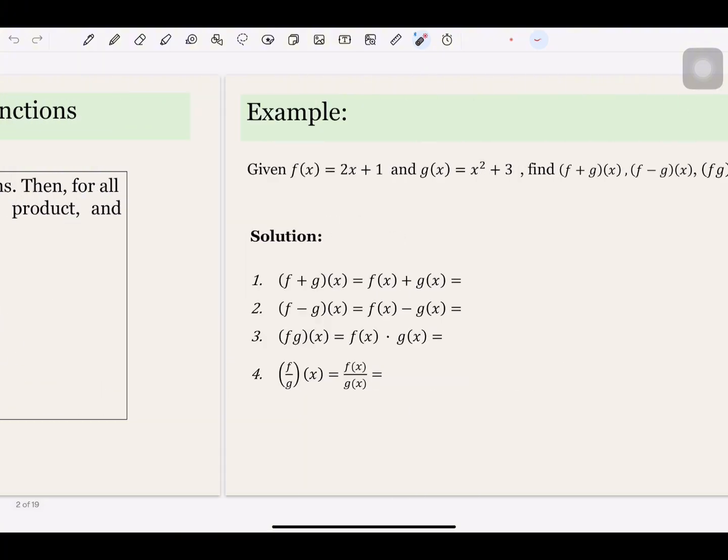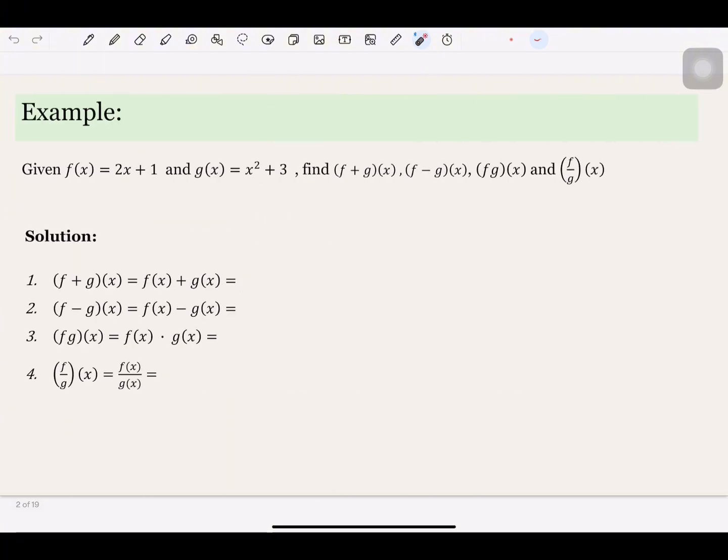So let's start with this example. Here we are given two functions f(x) and g(x). f(x) is equal to 2x plus 1 and g(x) is x squared plus 3. And then we are asked to take the sum, difference, product and quotient of these two functions. Also, let's discuss the domain of each function as well.